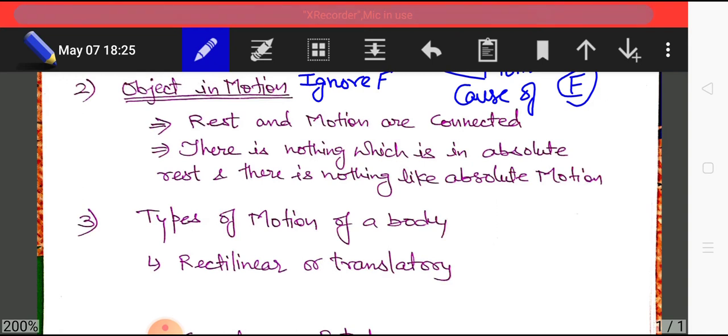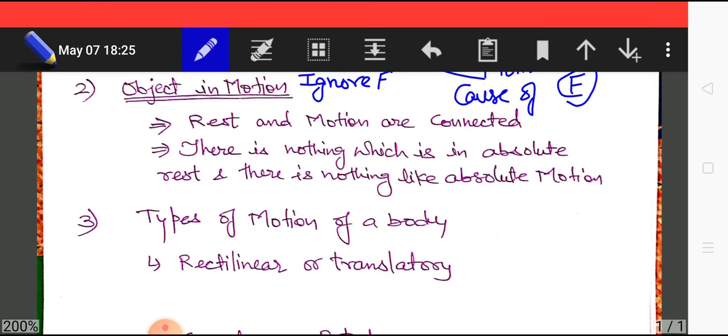At this point I would like to tell you that rest and motion are connected. Suppose you two friends are going in two different cars in the same direction on the same road with the same speed, parallel to each other. Then for them they are at rest with respect to each other, because their position will not change as they are moving with the same speed. But at the same time, for an observer standing on the road, both the cars are moving in one direction with very high speed. So for that stationary observer, both the cars are in motion.